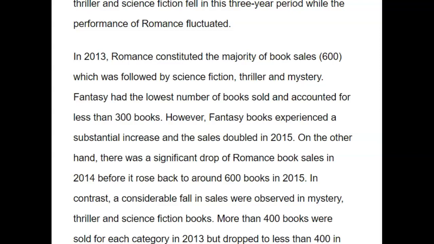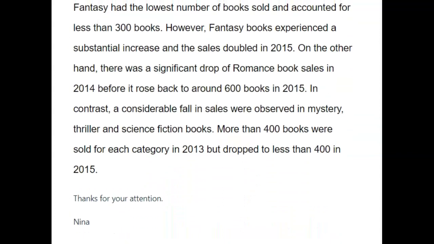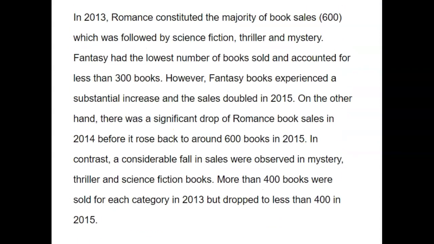On the other hand, there was a significant drop of romance book sales in 2014 before it rose back. Actually, it should be they because it's sales. Before they rose back to around 600 books in 2015, sorry. In contrast, a considerable fall in sales, because it's a fall, was observed in mystery, thriller, and science fiction books. More than 400 books were sold for each category in 2013, but dropped to less than 400 in 2015.